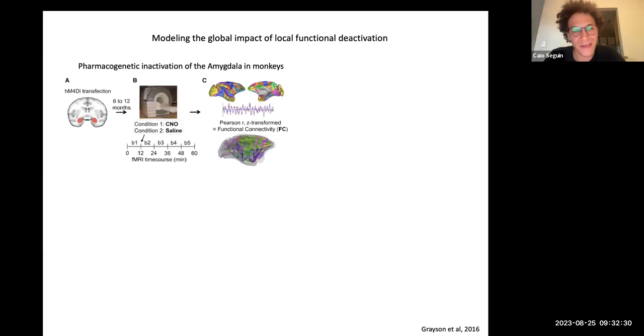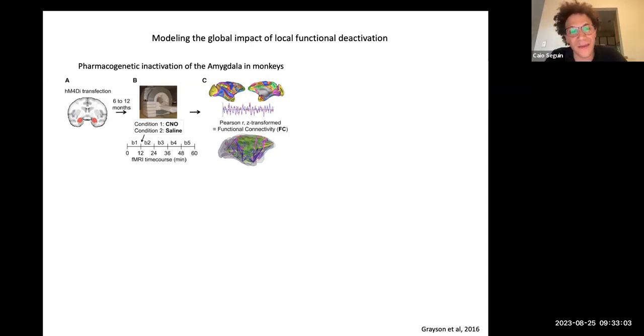So the idea is that you can use this thing called DREADDs, which is a way to pharmacogenetically manipulate the activity in a targeted region. So in this case, they had monkeys, and they used this to pharmacogenetically deactivate the amygdala of these monkeys. So essentially, you inhibit activity in the amygdala, and they call it a functional disconnectivity of the amygdala. It's still there, it's still anatomically connected, it's just inhibited.